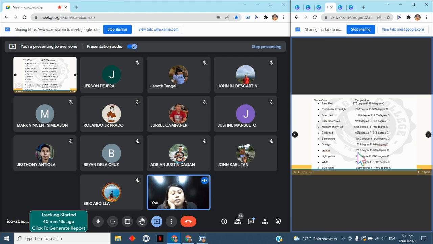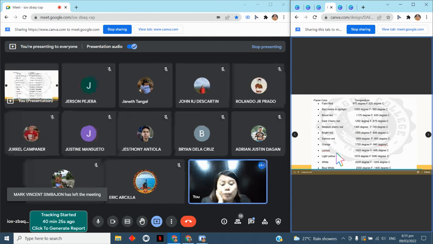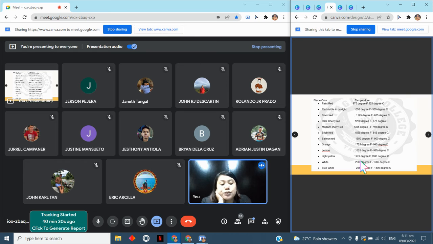For example, 1825 degrees Fahrenheit to 995 degrees Celsius will emit a lemon color, like lemon yellow. If 1975 degrees Fahrenheit to 1080 degrees Celsius, it will emit a light yellow flame color. So these are our indicators. Depending on how hot our fire gets, that is the color of flame it emits.